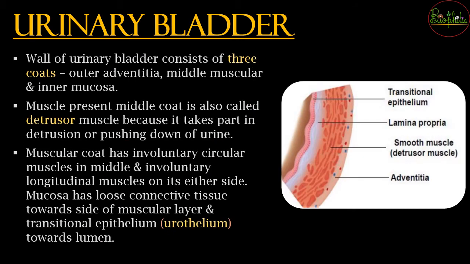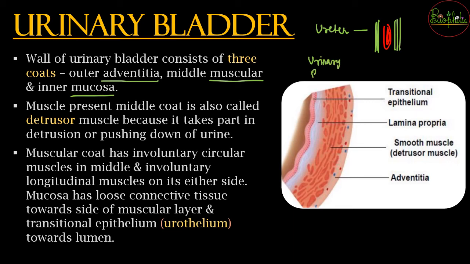So as we had discussed about the walls of ureters, similarly there are going to be walls of the urinary bladder consisting of 3 coats. So outermost is the adventitia, middle is the muscular layer, and the innermost is the mucosa layer. So the muscles which are going to be present in the ureters, ureters में कौन से muscles थे? Ureters में there were 3 muscles. The inner one was the longitudinal muscle, then the circular muscle, and finally the outer one was longitudinal muscle.